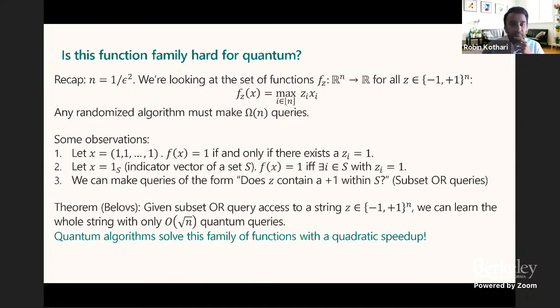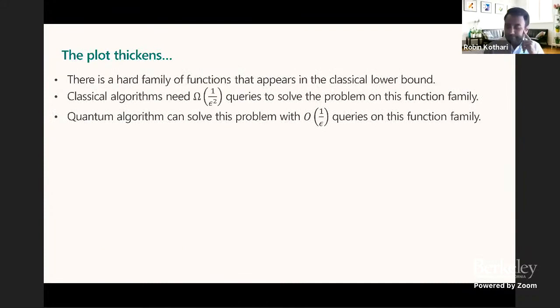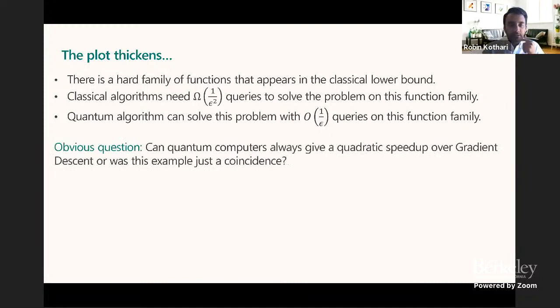So now we're at a pretty interesting point. This is kind of a chronological story of how we did this research. We got to this point at some point in our research, and we were like, there is a hard family of functions that appears in the classical lower bound, which can be solved quadratically faster quantumly. So what's going on? Can quantum computers always give a quadratic speedup, or was it just a coincidence? That's the obvious thing you would ask at this point.